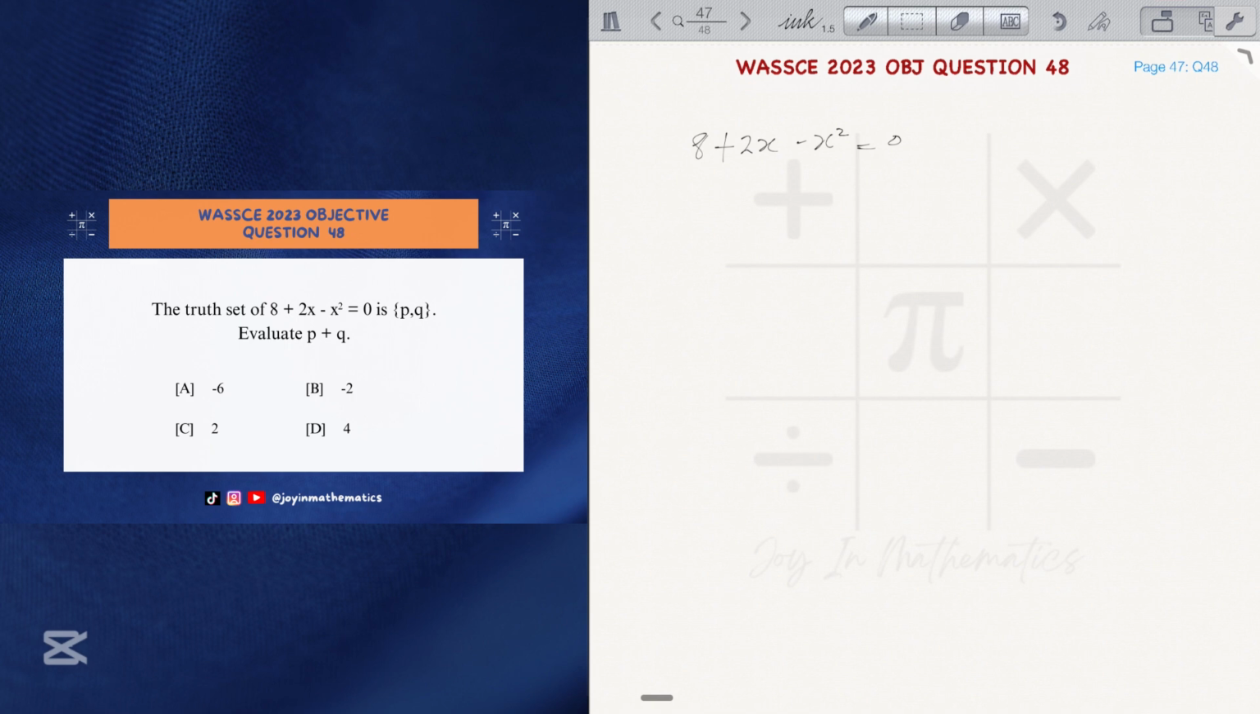So let's rearrange in the format that you are aware of. So we have minus x squared plus 2x plus 8 equal to 0. So for ease, let's multiply all through by minus 1, and this will result in x squared minus 2x minus 8 equal to 0. Now let's solve this equation.